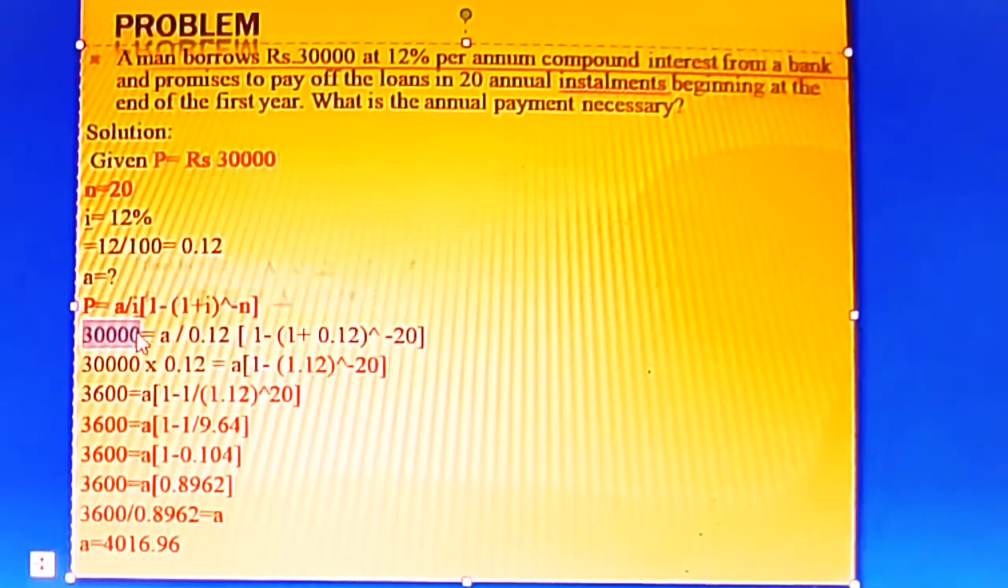So P is 30,000 is equal to A divided by 0.12 times 1 minus 1 plus 0.12, the whole raised to the power negative 20. I will bring this negative 20 to the denominator, so it can be written as 1 divided by 1.12, the whole raised to the power 20. So when you divide this, you will get the answer 0.104, subtract, and the final value is this. Okay students, you can pause the video and you can have a look.